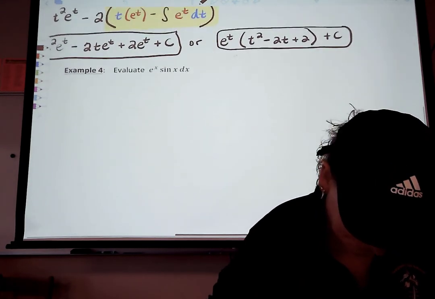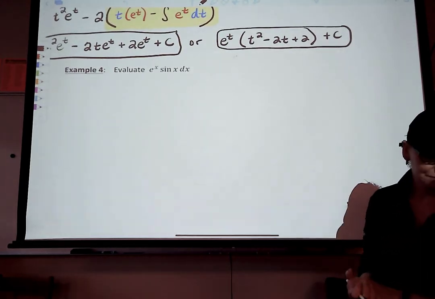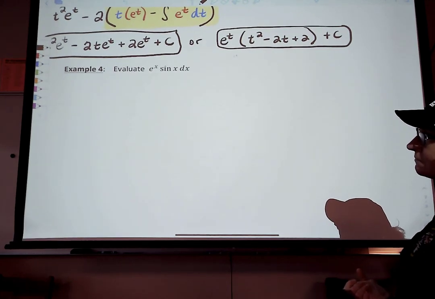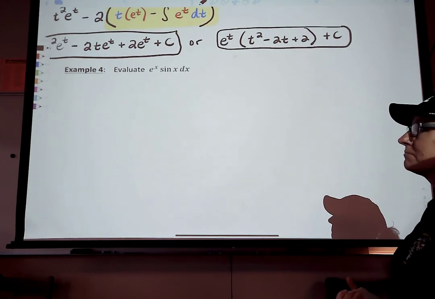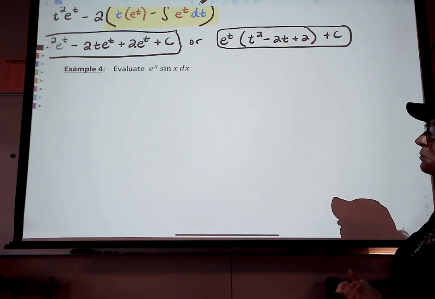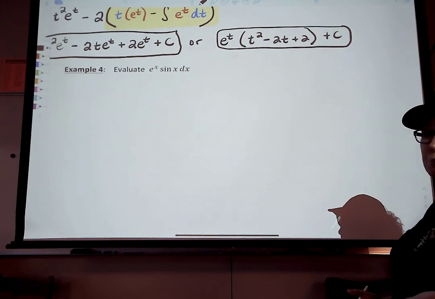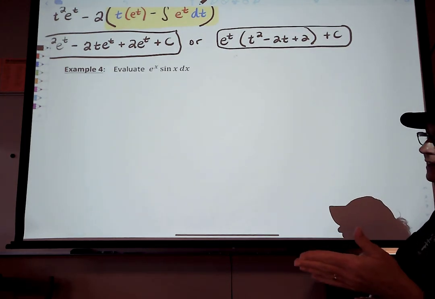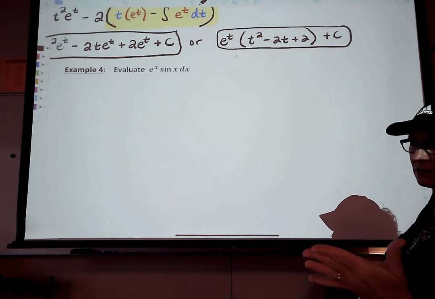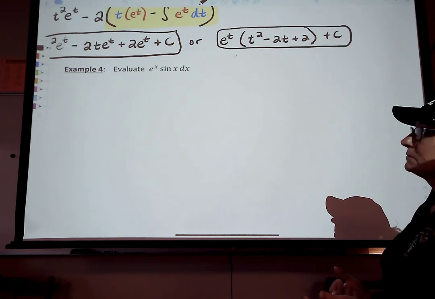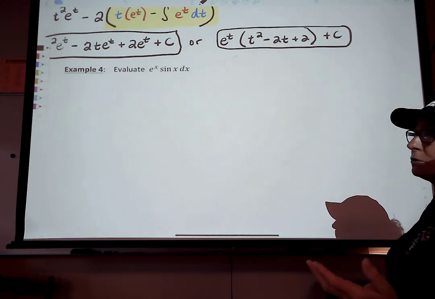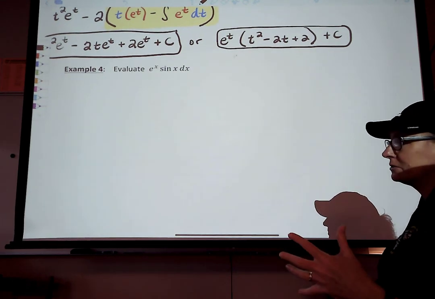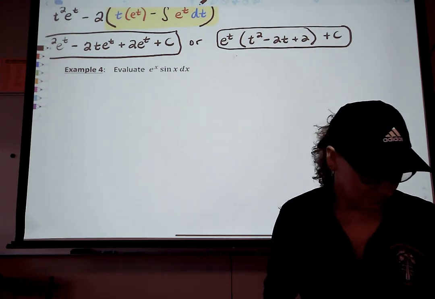So, number 4. Looks like pretty much anything would work. Like, u could be e to the x, because I could do a derivative on that, which means dv would be sine x. I can do an antiderivative on that. I could also swap them. u could be sine x, I can do a derivative on it, and dv could be e to the x. I can do that.